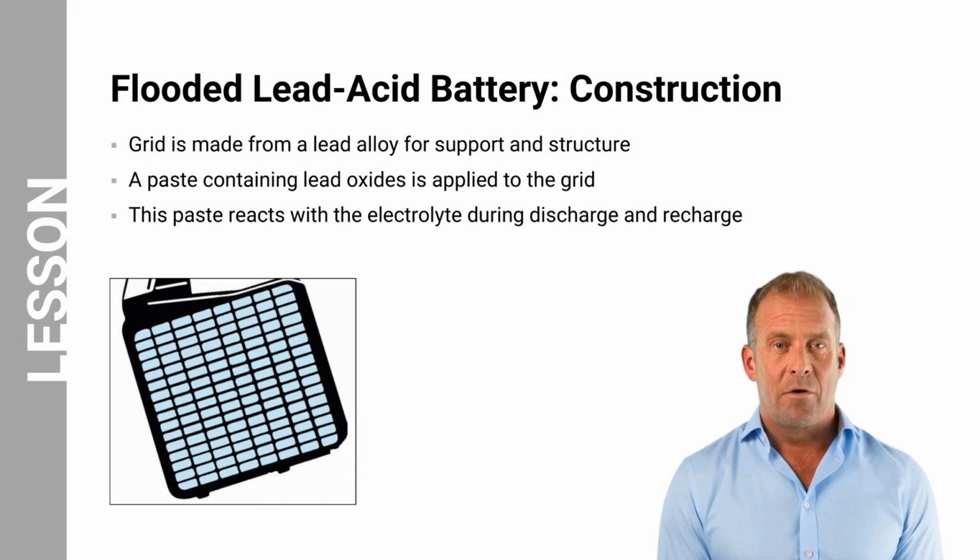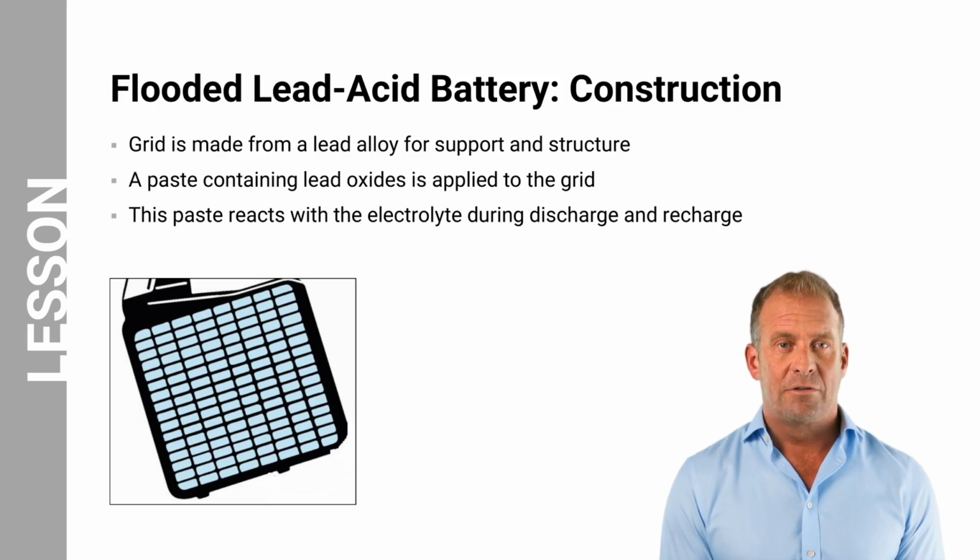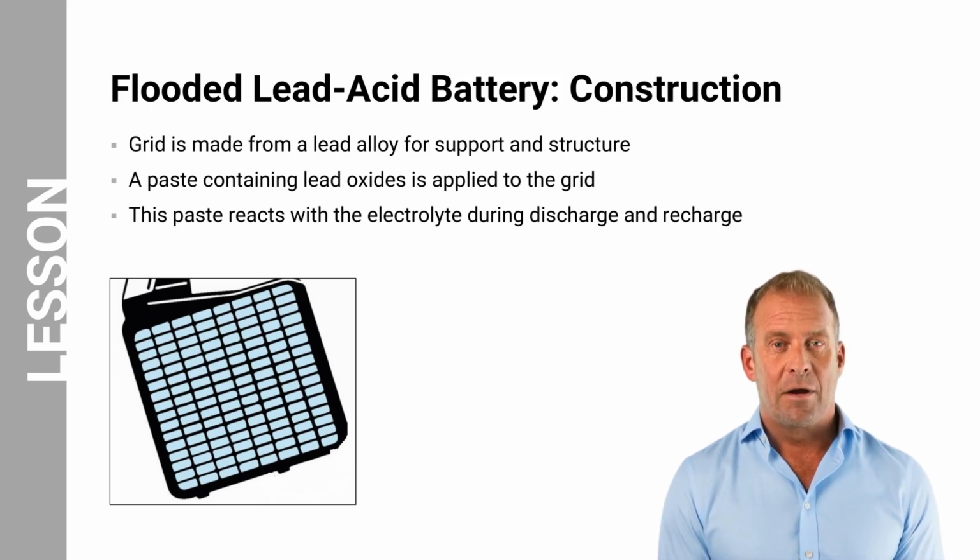Flooded lead-acid batteries rely on a simple but effective electrode design. The foundation of each electrode is a grid structure cast from a lead alloy. This grid provides essential mechanical support for the active material that will be applied later. Imagine a miniature lattice made of lead alloy. That's the grid. The lead alloy grid isn't enough for the battery to function. A paste containing lead oxides is then applied to the grid. These lead oxides are the key players in the chemical reactions that generate electricity during discharge and recharge cycles. Think of the paste as the fuel for the battery's operation.